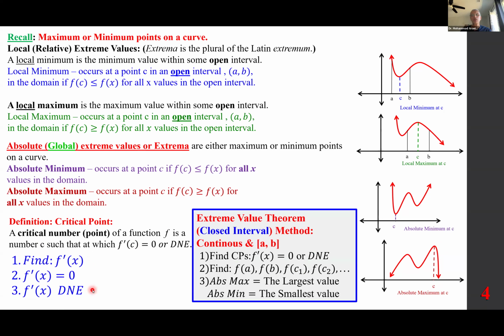And in the case of the extreme value theorem, also known as closed interval theorem, if you happen to have a continuous function in a closed interval, you find all the critical points by doing f prime is 0 or doesn't exist. You evaluate the function at the endpoints and the critical points. The largest value is the absolute max, and the smallest value is the absolute min. So this is what we have seen before.